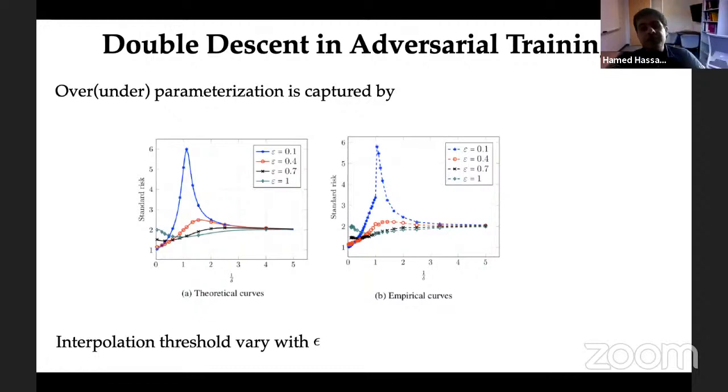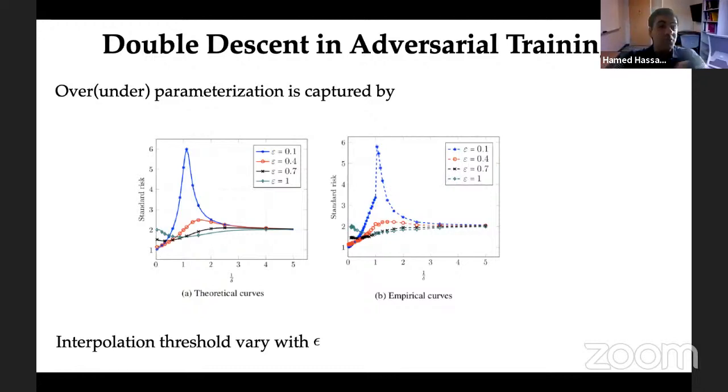Epsilon small is like some kind of regularization. Now, when you increase epsilon, for example, epsilon equals 1, if you look at the curve for epsilon equals 1, the curve goes down and then it goes up. So this is a different type of double descent curve.